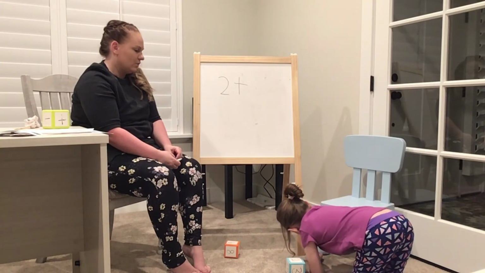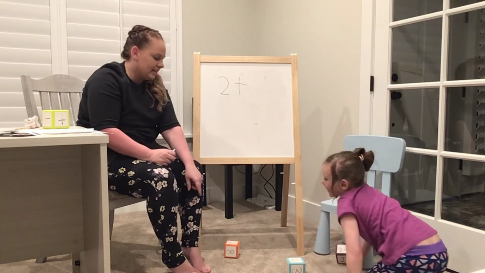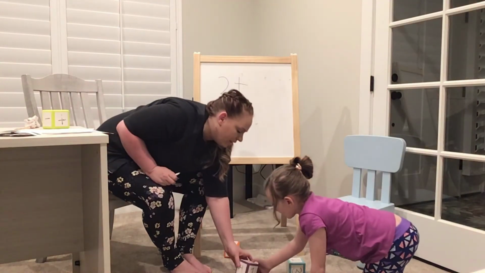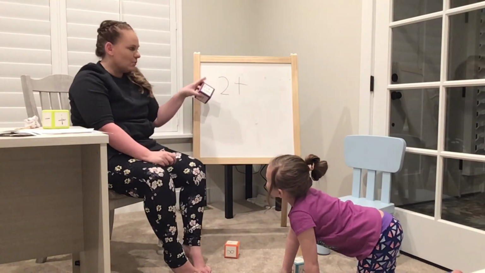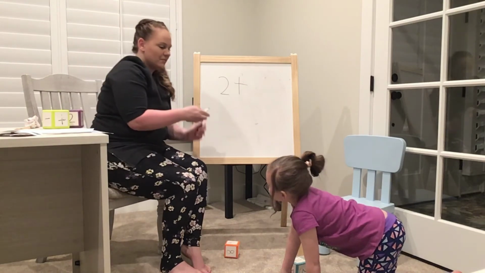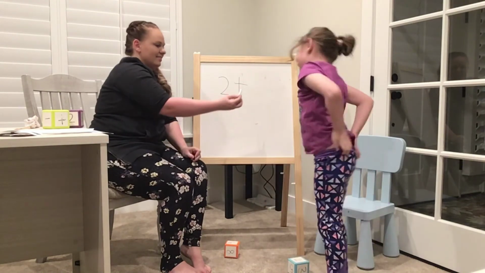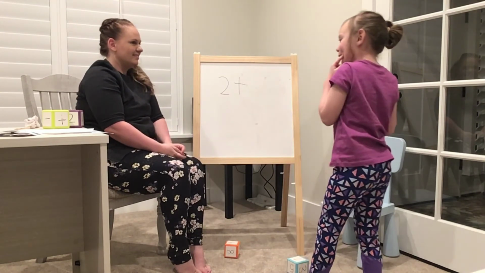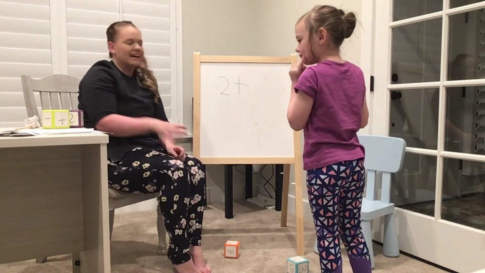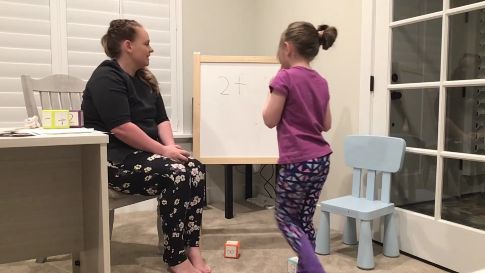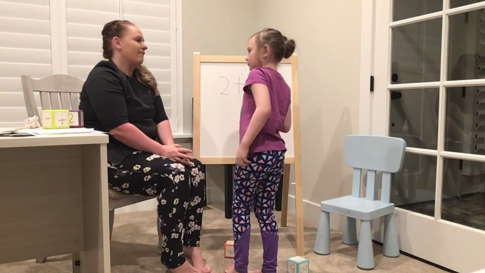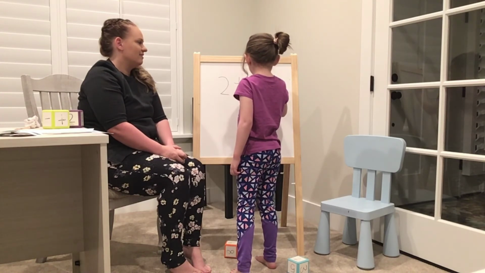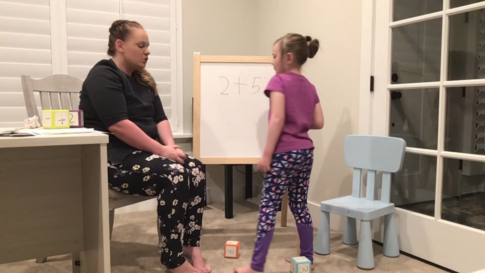Okay. Can you roll it right by my feet so we can see? Oh, it was right there? Oh, you got the magic pick a number. So what number would you like to pick? Any number that would be on the dice. So 1, 2, 3, 4, 5. Okay. So 2 plus 5.